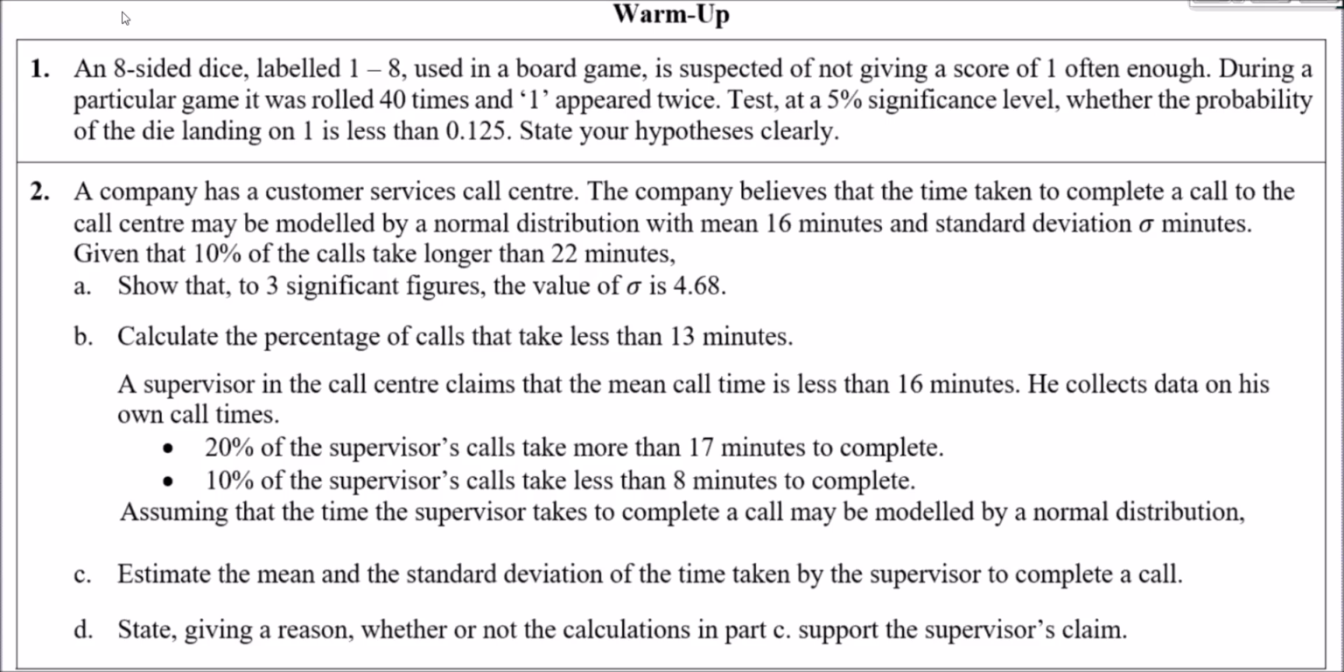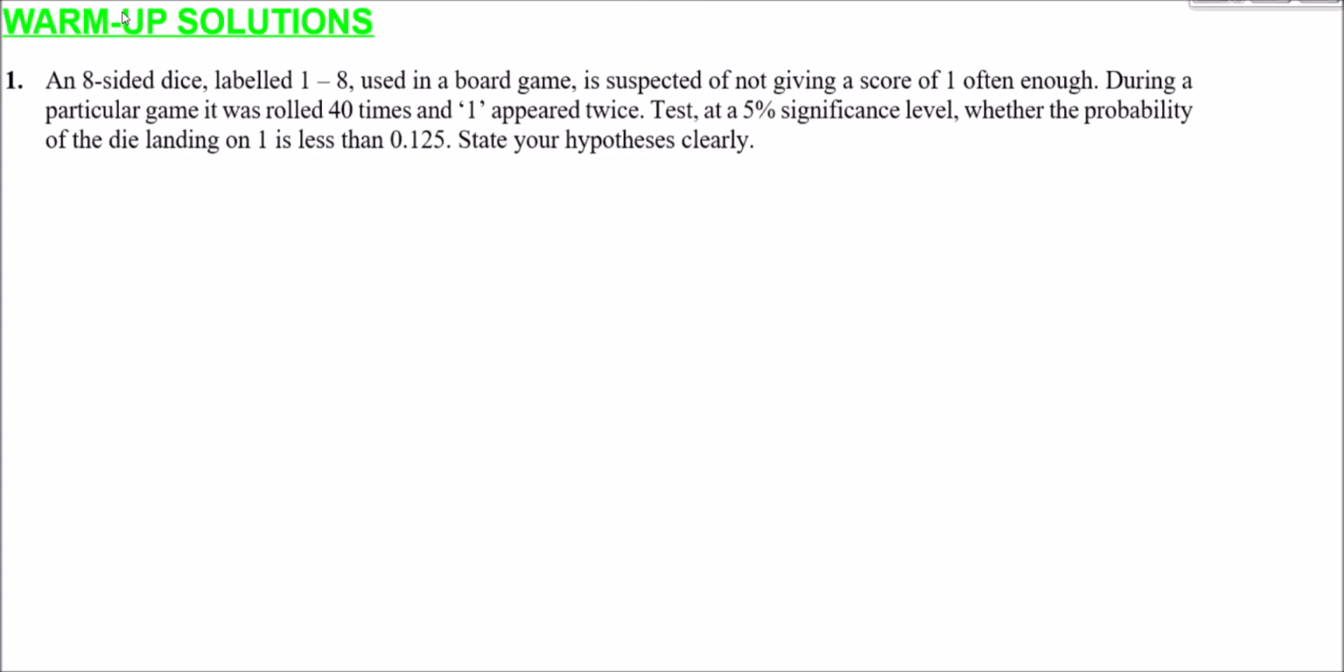So without going on any more, let's talk through question number 1 of this warm-up. So we have an 8-sided dice labelled 1 to 8 used in a board game. It's suspected of not giving a score of 1 often enough, so it's biased against a 1, is the suspicion. During a particular game, it was rolled 40 times, and the number 1 only appeared twice. So test at a 5% significance level whether the probability of a die landing on 1 is less than 0.125.